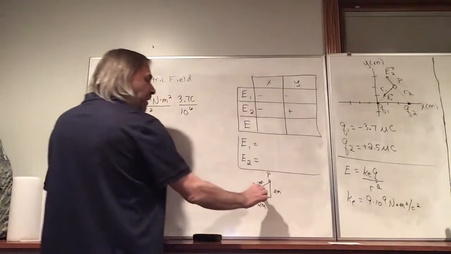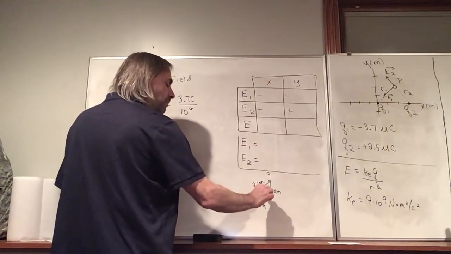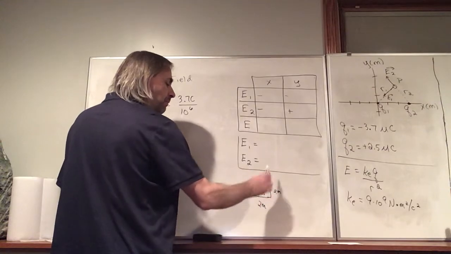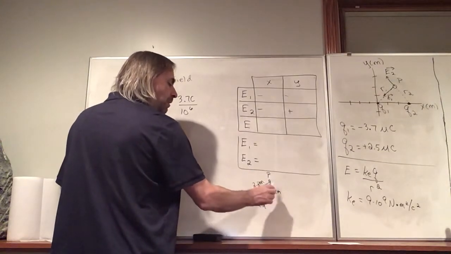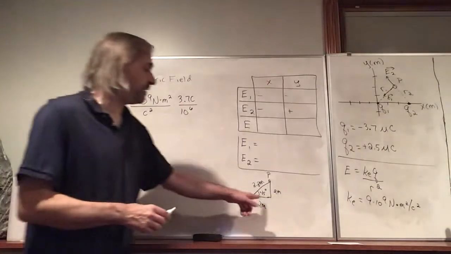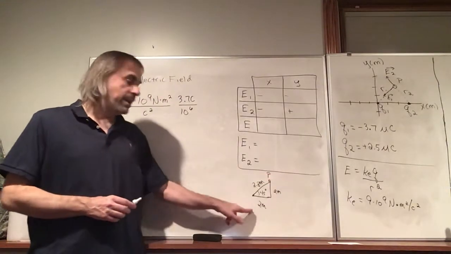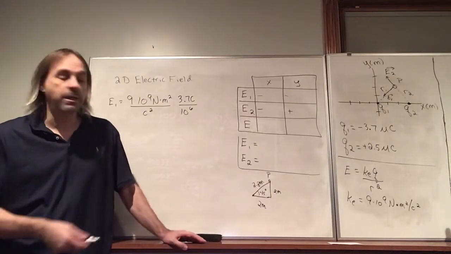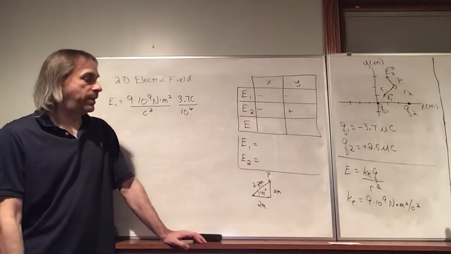And this angle we can easily see is 45 degrees. We'll use that later. Now again, we can take the inverse tangent of 2 meters over 2 meters, which is just 1. Tangent of 45 is 1.